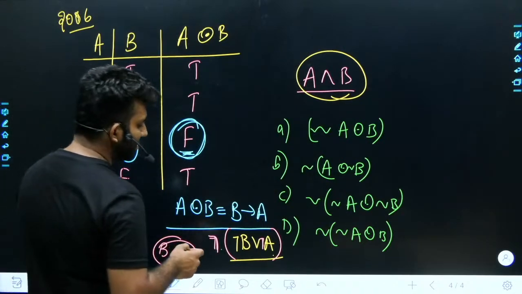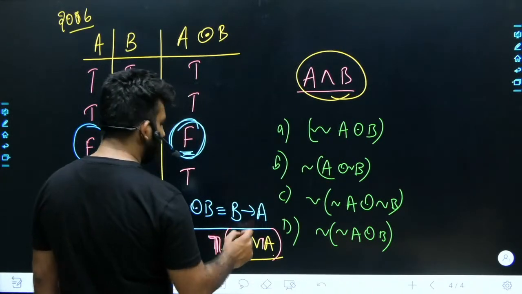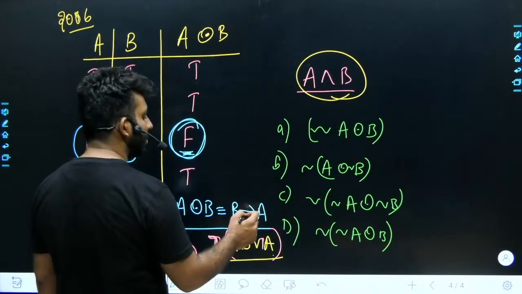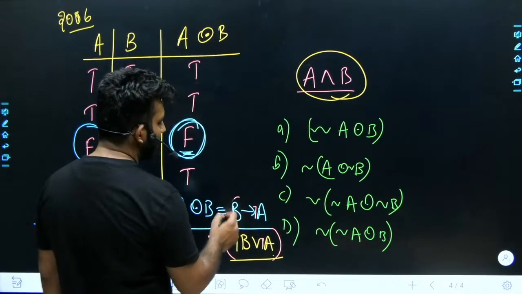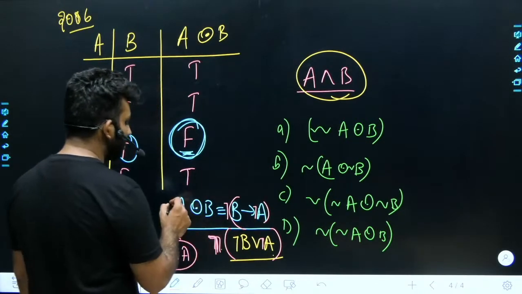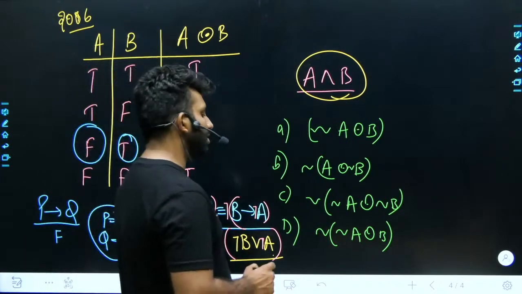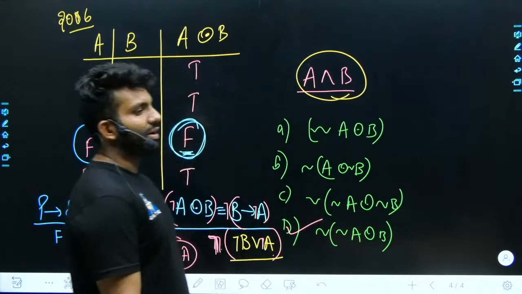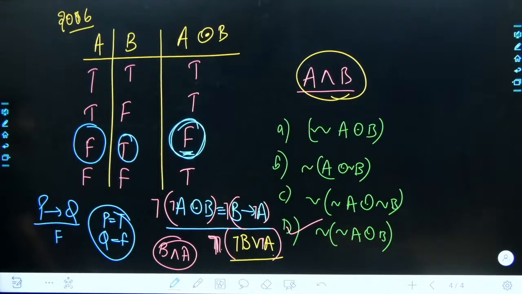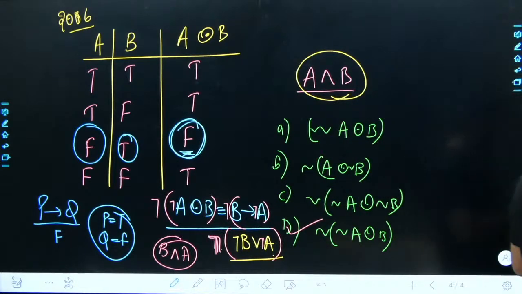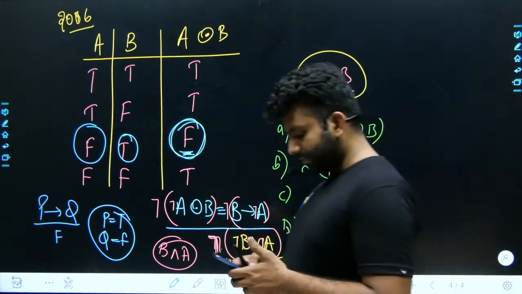So I just need to put negation on this complete expression, and take the negation of A as well. That means not over here and not over here. That means this is the correct answer. D is your correct answer. I hope this is clear how we have found it. It's a good question to understand.